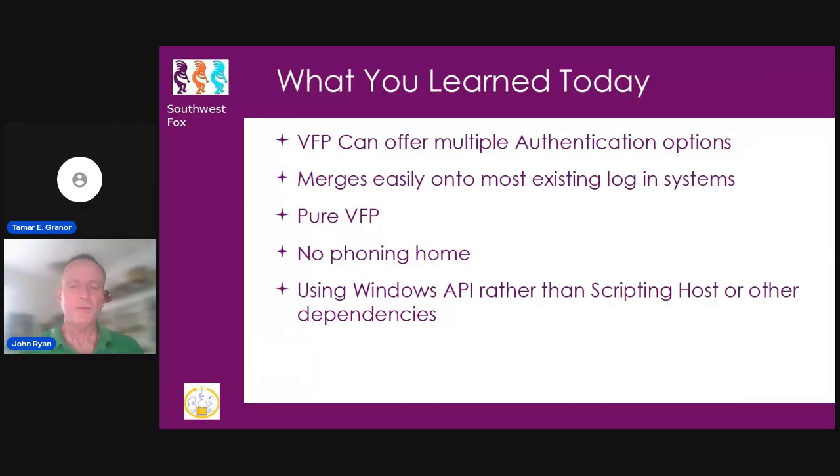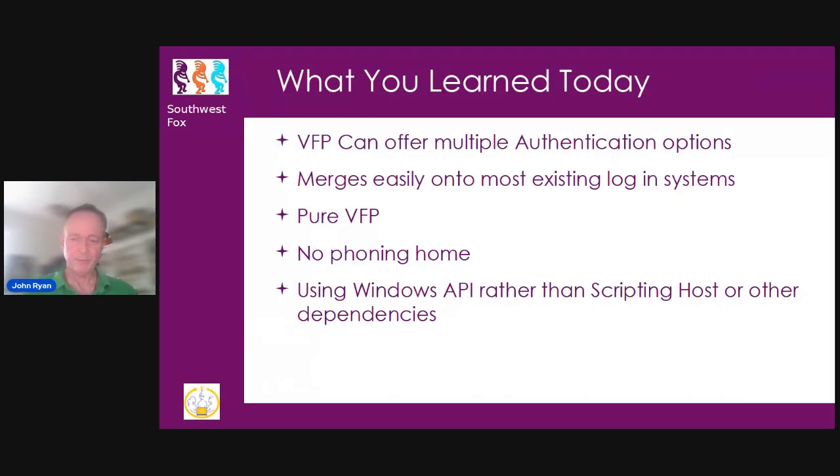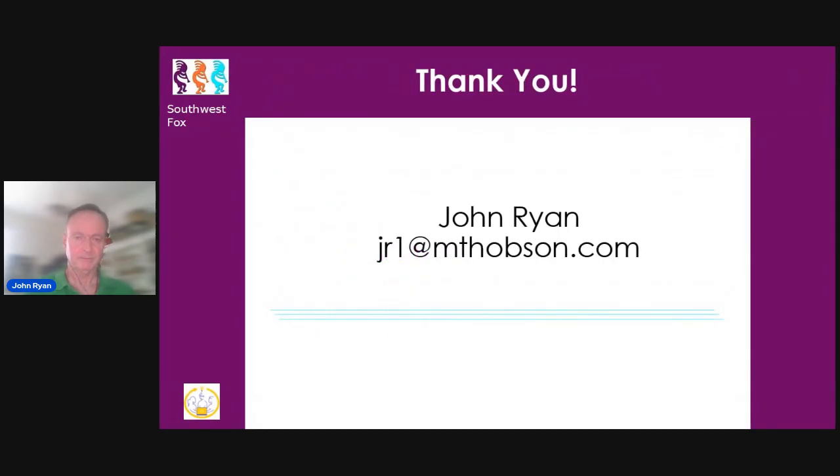So hopefully what I've shown is you've got multiple options, and they're actually all very easy to implement. It's not hard to intercept your existing login dialog to authenticate against either AD or LDAP. It's not hard to add a 2FA requirement, no matter what form of authentication you're using. We saw that we can do our own QR codes very easily, and we can actually calculate the Google Authenticator codes without phoning home. It's all pure VFP, and it's all done using the Windows API, not scripting host or other potentially dangerous dependencies. And that's it.